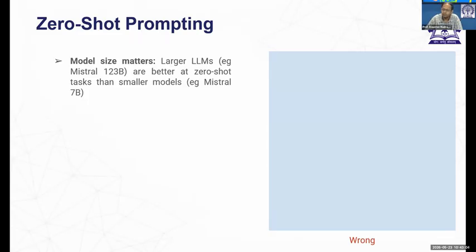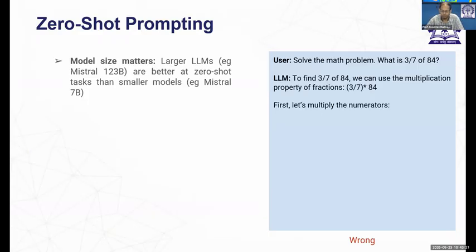Now let's see whether zero-shot prompting is enough or not. So now let's ask a question to the LLM. Solve this math problem: what is 3/7 of 84? This is the question that I am asking. All of you know the answer. Now let's see how the LLM solves this problem.